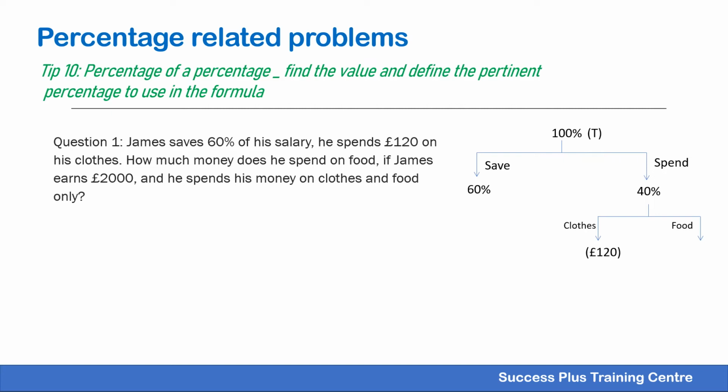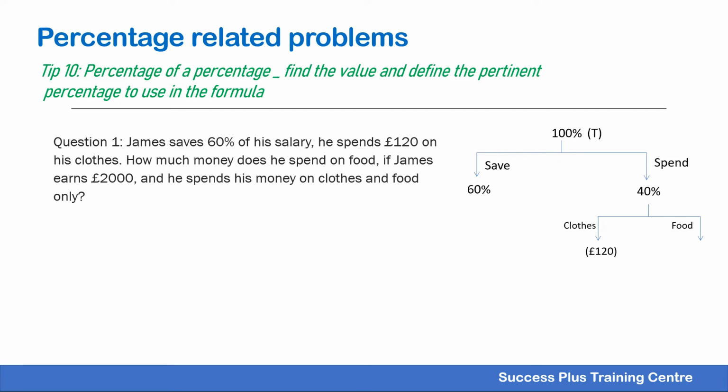James saves 60% of his salary. He spends £120 on his clothes. How much money does he spend on food if James earns £2,000 and he spends his money on clothes and food only? To answer these sort of questions, we would advise you to use the percentage tree, as clearly shown on the right-hand side of the slide.